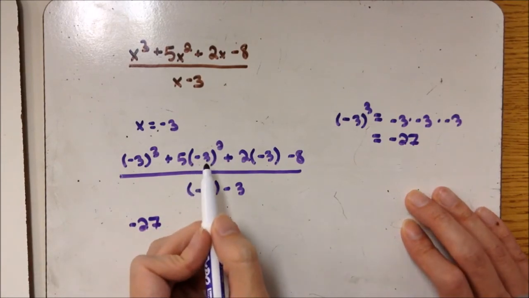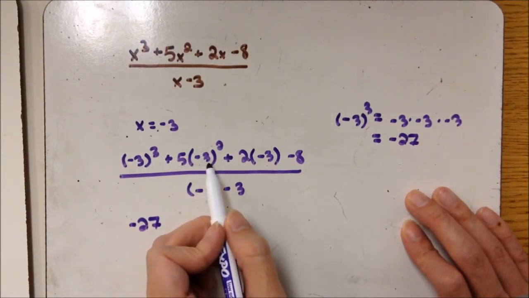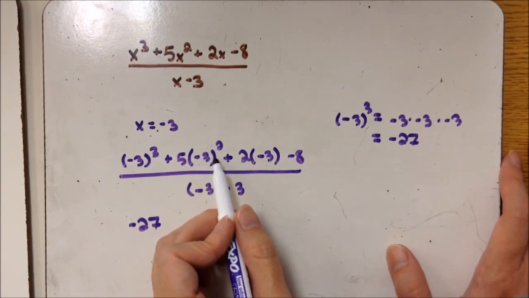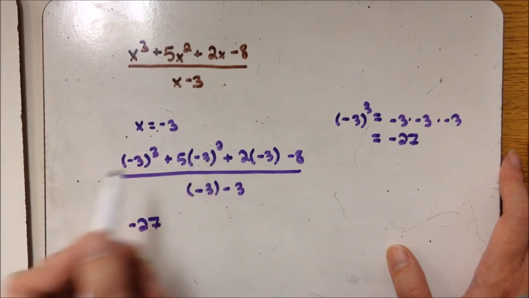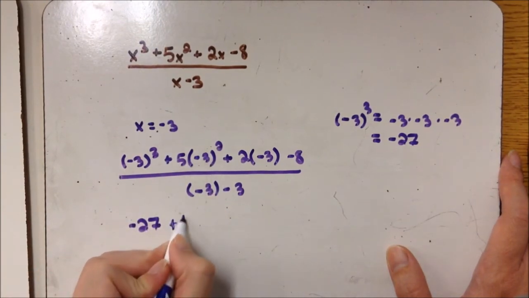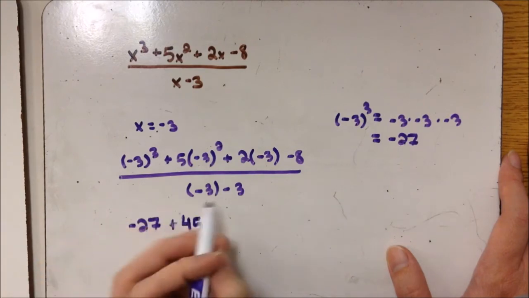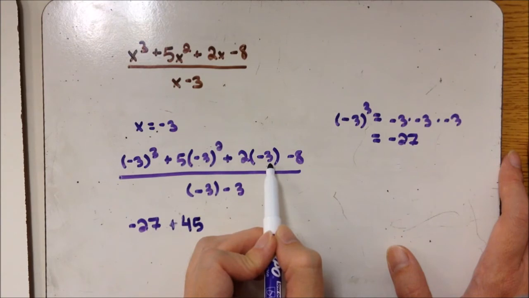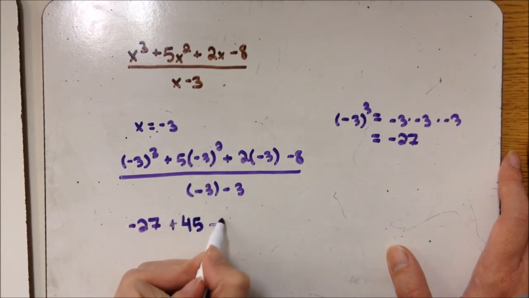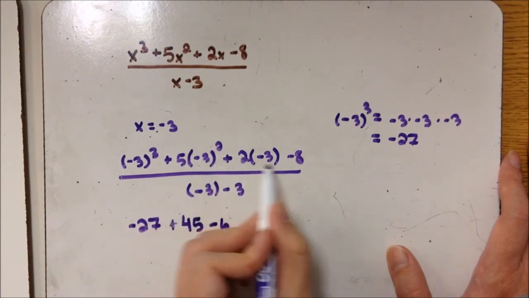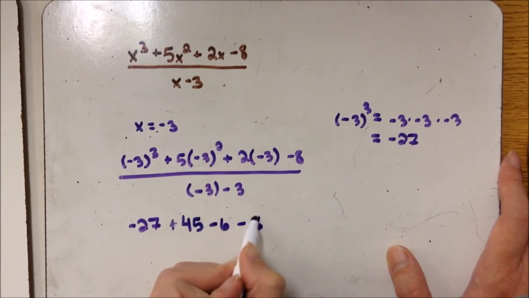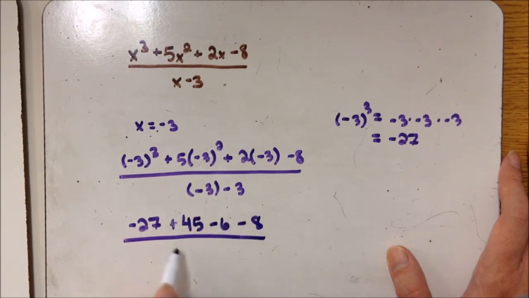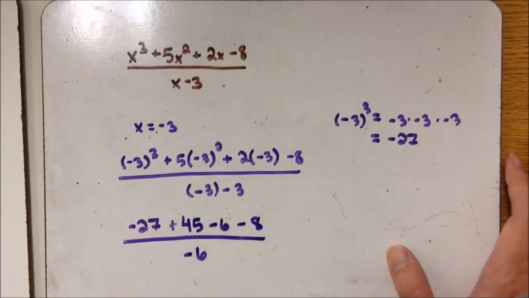Alright. And again, we're doing exponents. So negative 3 squared, just like this one right here, is basically a positive 9. And then positive 9 times 5 is a plus 45. And then 2 times negative 3 is going to be minus 6, because we have a positive 2 times a negative 3. And then a minus 8. Over, we have negative 3 minus 3. So that's negative 6.